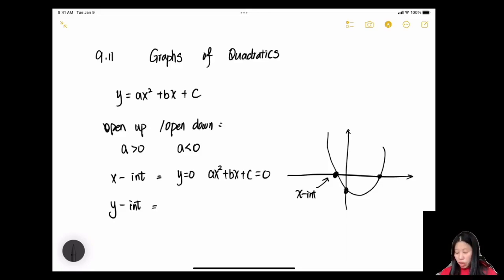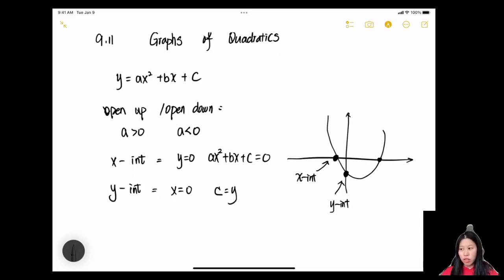So the next step is to find the y-intercept. The y-intercept is when the curve intersects with the y-axis, which means when the x-coordinate equals 0. So you want to set x equals to 0. So I have a times 0 squared plus b times 0 plus c, which equals c. So basically c is our y-intercept.